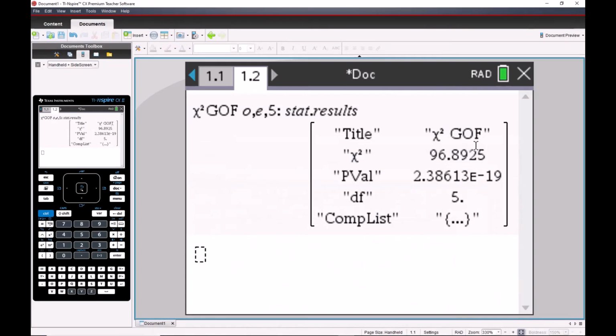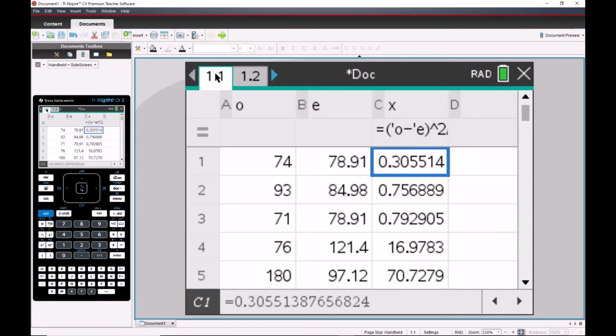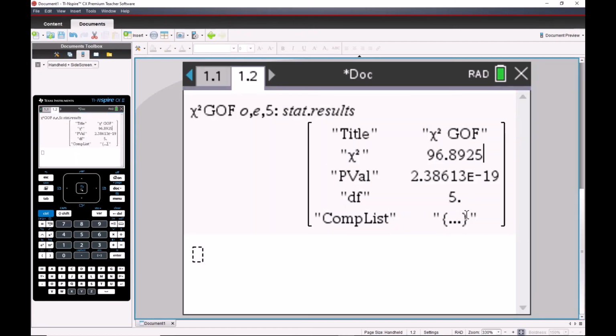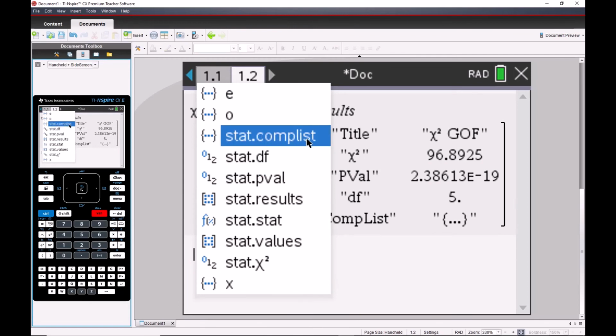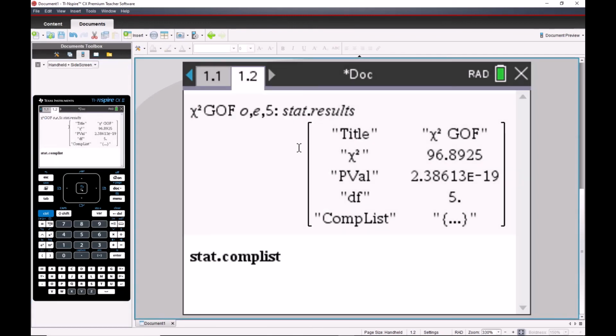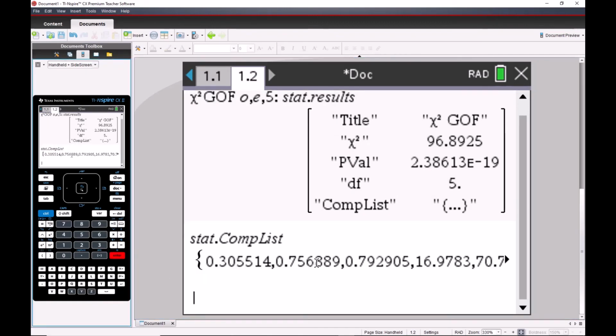We did see it from being in the table, like right here, but there's even a better way to do it. Because see up here in your results where it says comp list, the comp list is where all of those little pieces of your chi-square number are. And they're very accessible, right? All you've got to do, get a blinker down here and go to variables. It's right above 9. And you see where it says here stat comp list? That's what we want. So click on that. See, it's all bold. That means that something is stored there. Hit enter. And there are all of those numbers.